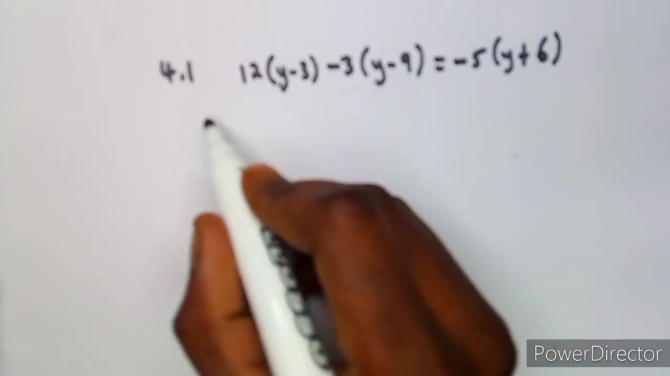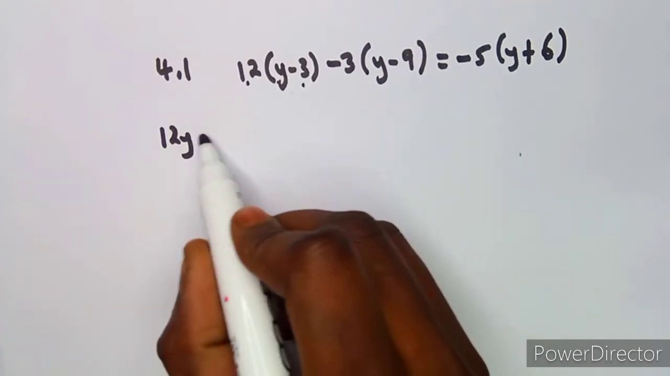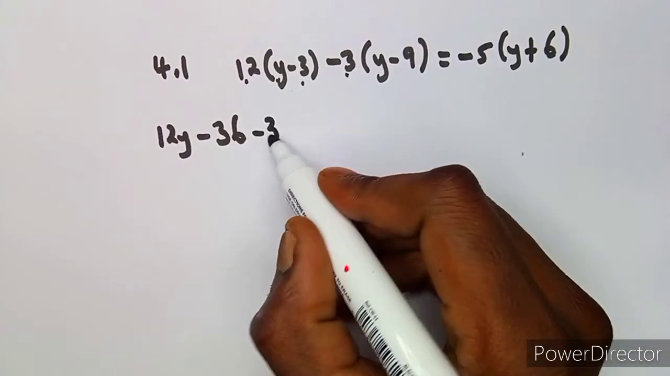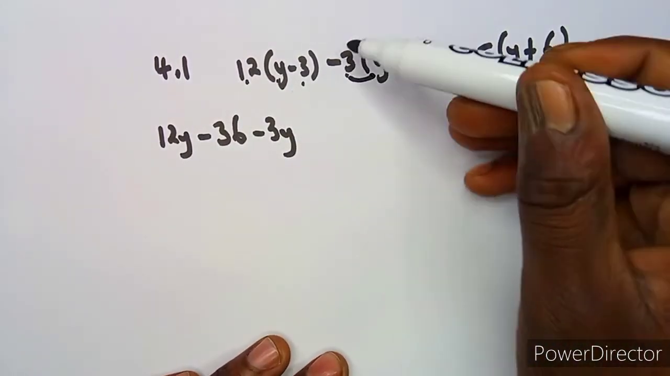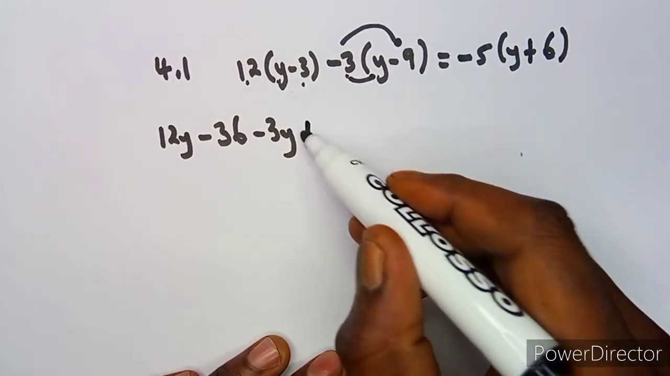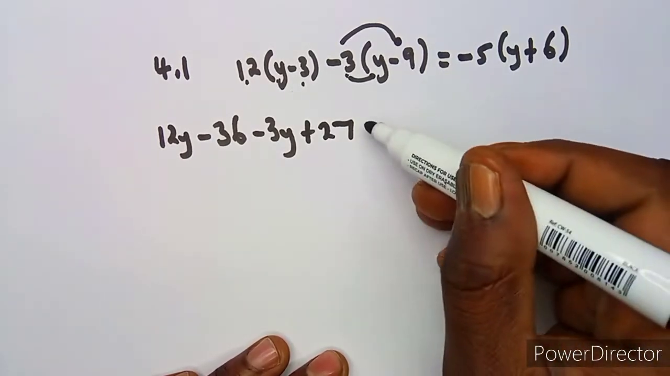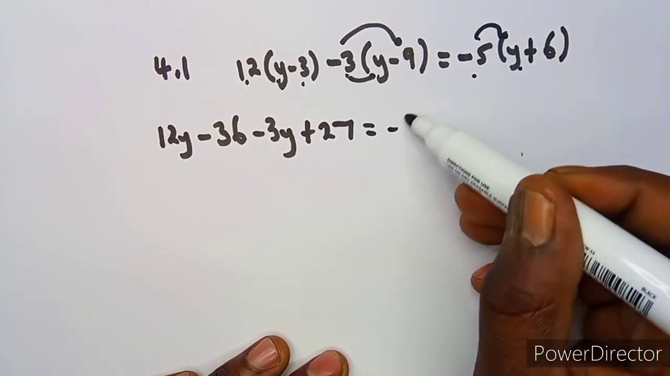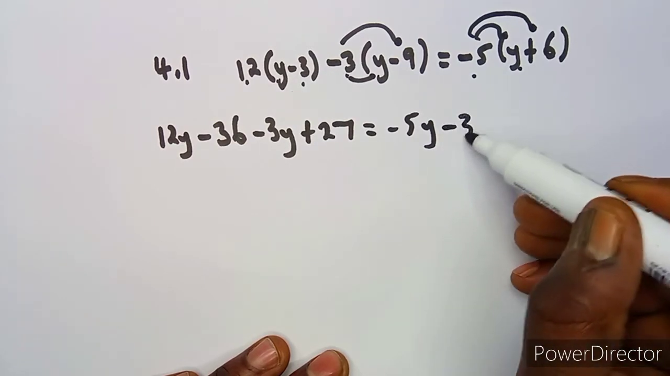That's 12 times y here, which is going to give us 12y. 12 times −3, that's −36. Minus 3 times y is going to give us −3y. Then −3 times −9, so it's minus and minus, that's a positive 27. 9 times 3, which is 27, guys. Don't panic on this one. −5 times y is going to give us −5y. −5 times 6 is going to give us −30.